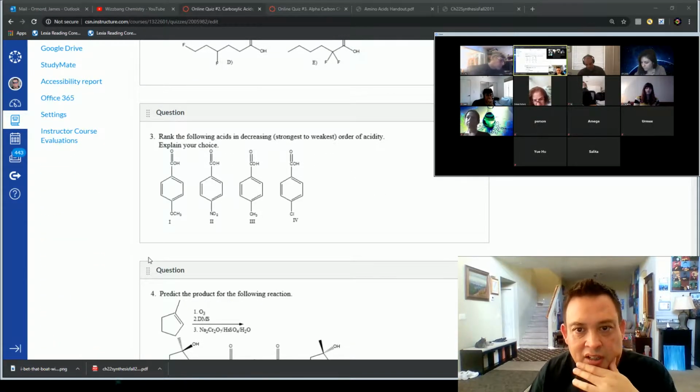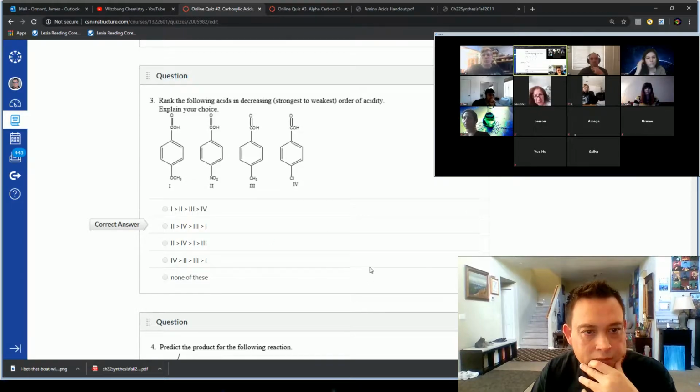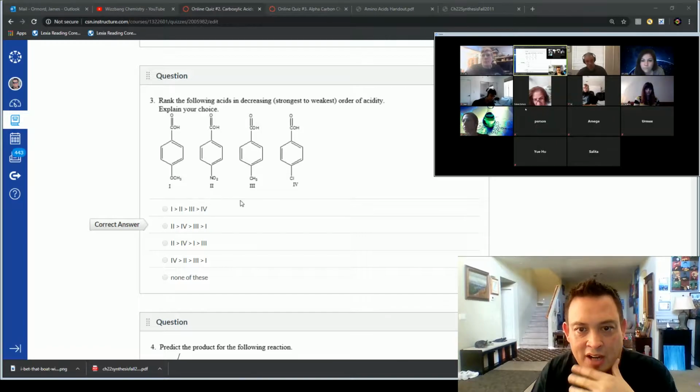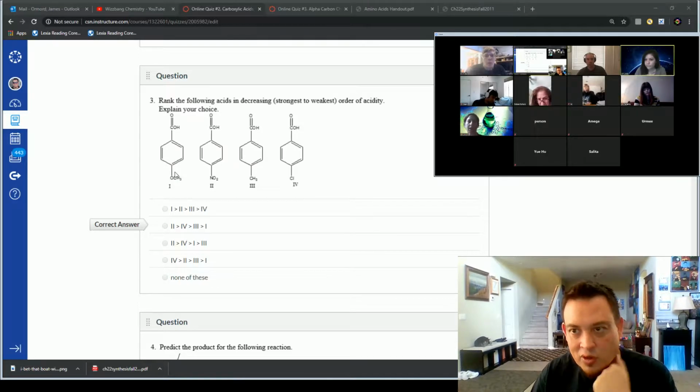All right, next one says rank the following acids in strongest to weakest order of acidity. And hang on, bring up the choices here. Yep. All right, so I do have the correct answer displaying there. It's the same kind of thing here: we have withdrawing groups versus donating groups. So it should work out that nitro, being your strongest withdrawing group, will have the most impact, followed by 4, which is another withdrawing group, and then it goes 3, then 1. 1 being the strongest activator.